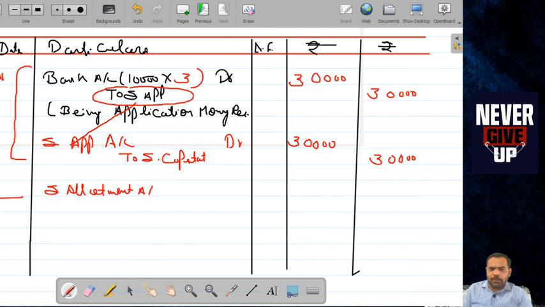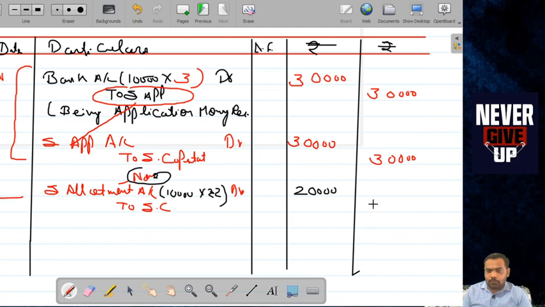share allotment account debit to share capital. The name of the installment, this is just a name, and 10,000 into rupees 2 is 20,000. Being allotment money due.